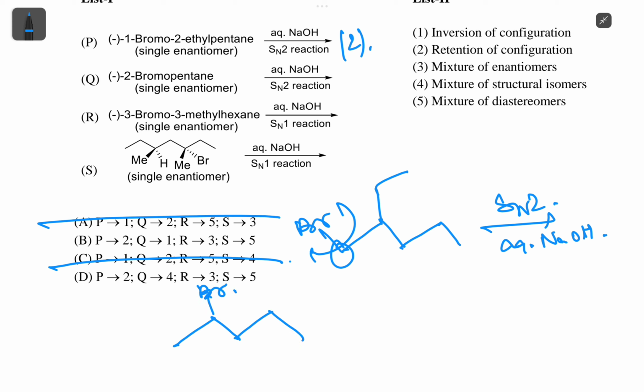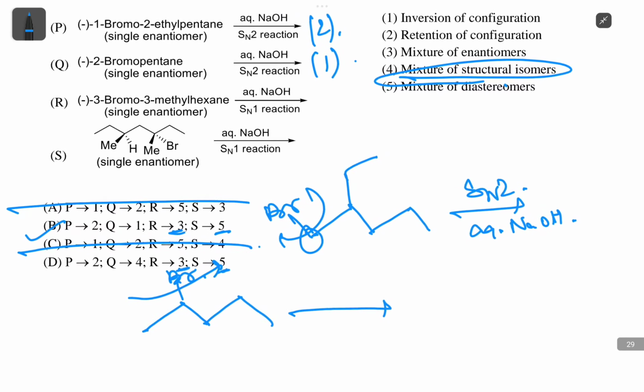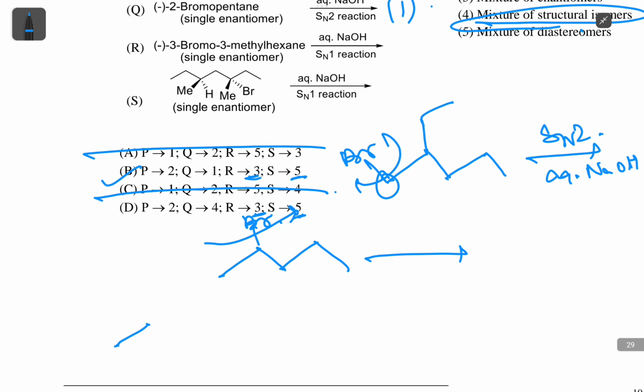2-bromo pentane, a single enantiomer, and aqueous NaOH, again SN2, so this should have the inversion of configuration. Obviously it won't have a mixture of structural isomers, so already B should be the correct answer. But even if you ignore that, R is 3 in both and S is 5 in both. But okay, let's see it.